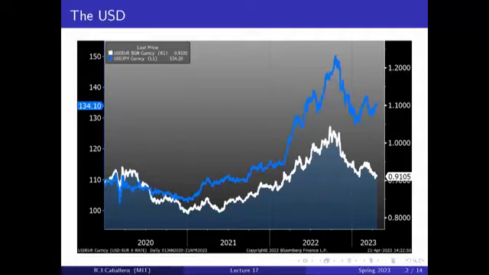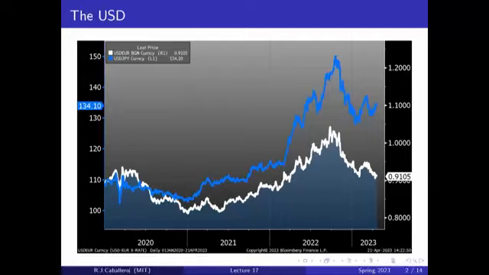The white one is the euro-dollar exchange rate. I'm quoting it the opposite of the way it's normally quoted. There are some conventions in FX markets, but as we have defined in this course, if it goes up, it means an appreciation of the local currency, that is the dollar. That is, you get more of the foreign currency per unit of the domestic currency when it goes up, and down is a depreciation.